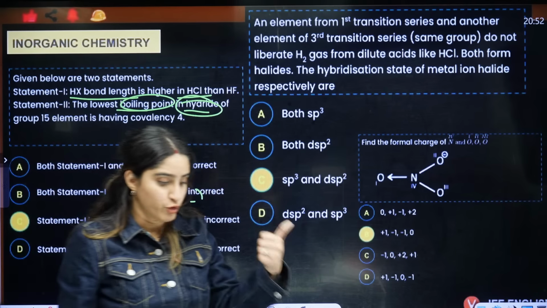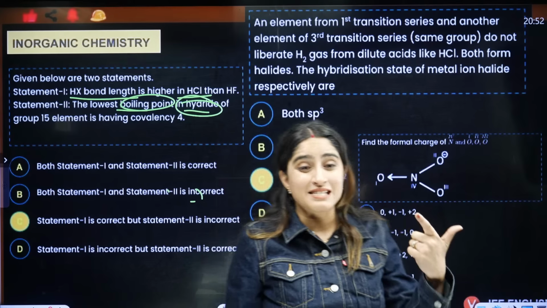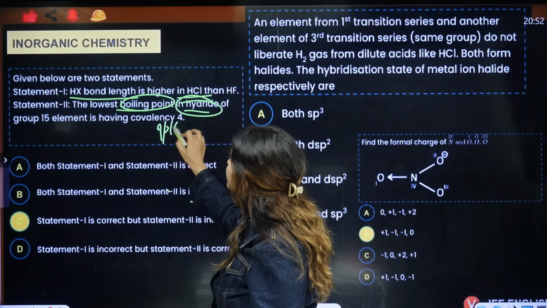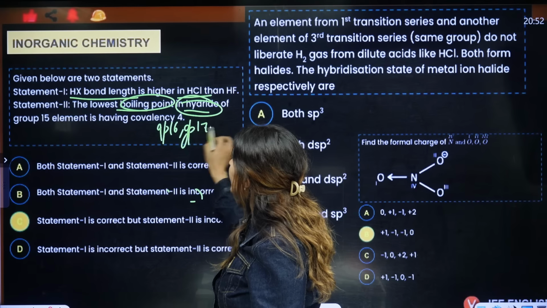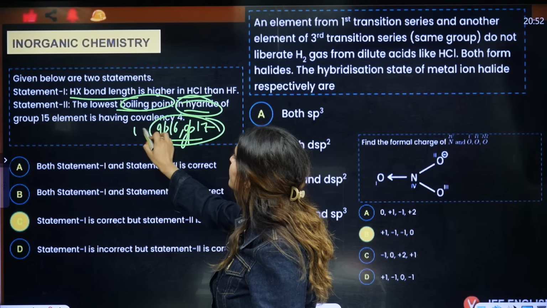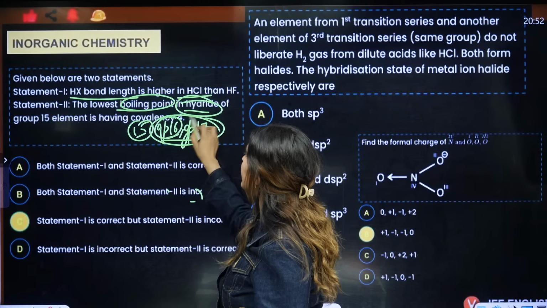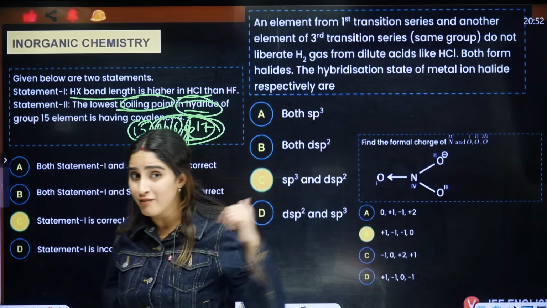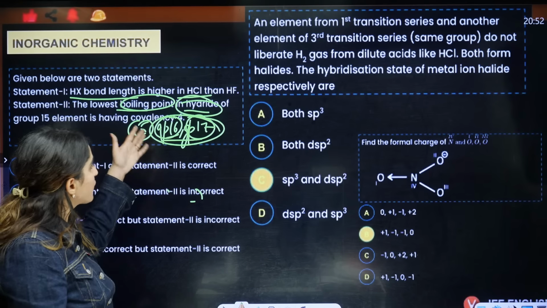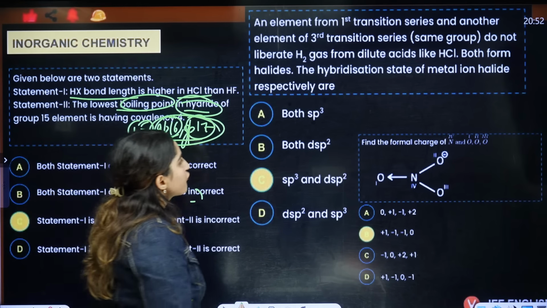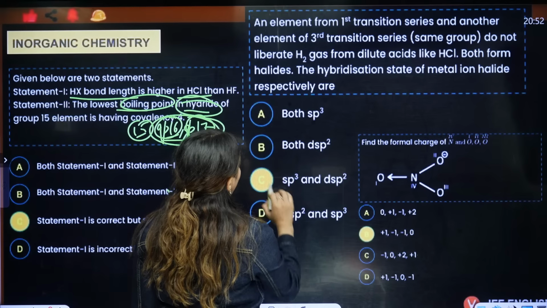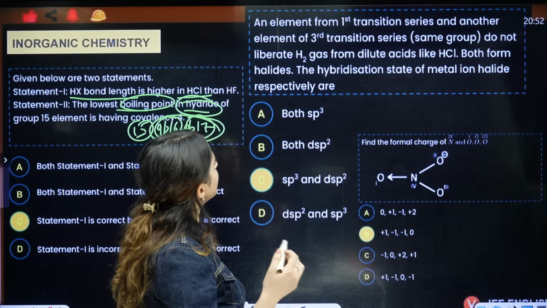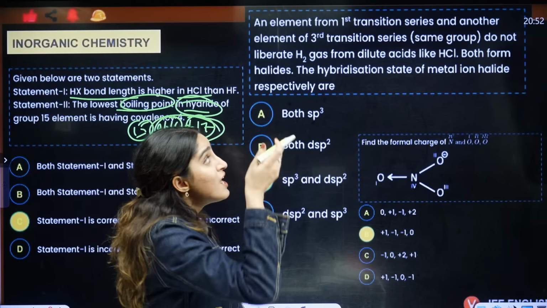P block, group number 16 and 17. Group number, what I am writing here, group number 16 and 17 hydride, right? Group 15 also, group numbers 15, 16 and 17 hydrides are very, very important, right? So even in further shifts, you will see they are asking questions based on hydrides. Then this question is based on an element from the first transition series that does not liberate H2. Can you see this?